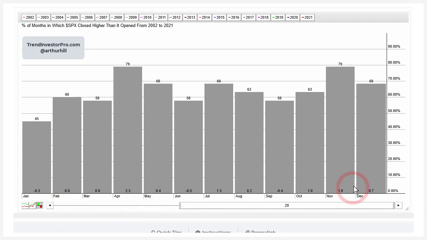Looking at the other months, I would say that you got to get into that near 70 to have something of significance, because you can see there's a lot of 60, 58, 58, 58, 63, 63. That's kind of middle of the road. On average, the stock market is up more than it's down. But once you start getting to 68%, like May and July and December, then you have some significance.